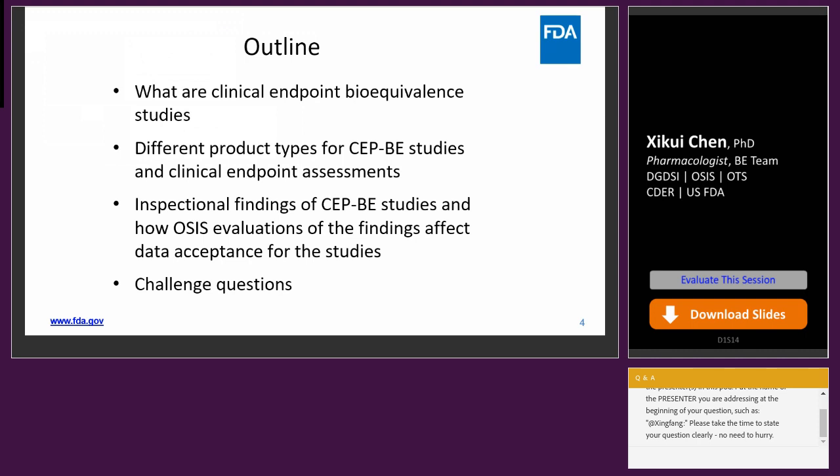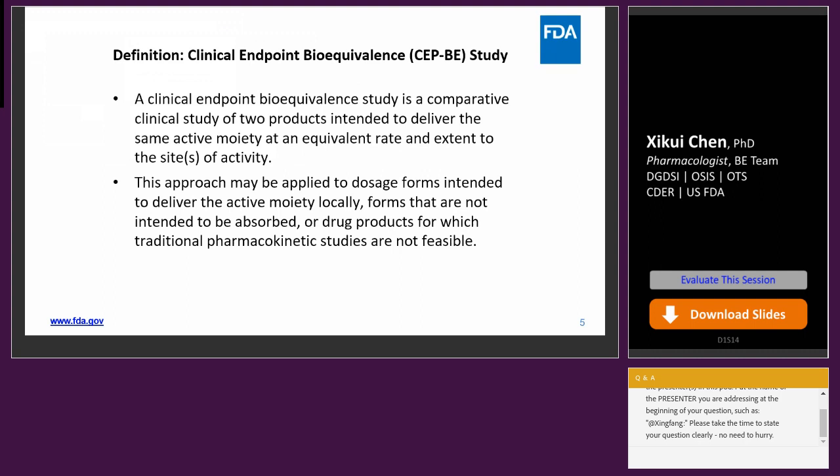A clinical endpoint bioequivalence study is defined as a comparative clinical study of two products intended to deliver the same active moiety at an equivalent rate and extent to the site of activity. This approach may be applied to the following three situations. First, dosage forms intended to deliver the active moiety locally. Second, dosage forms that are not intended to be absorbed. And third, drug products for which traditional pharmacokinetic studies are not feasible.